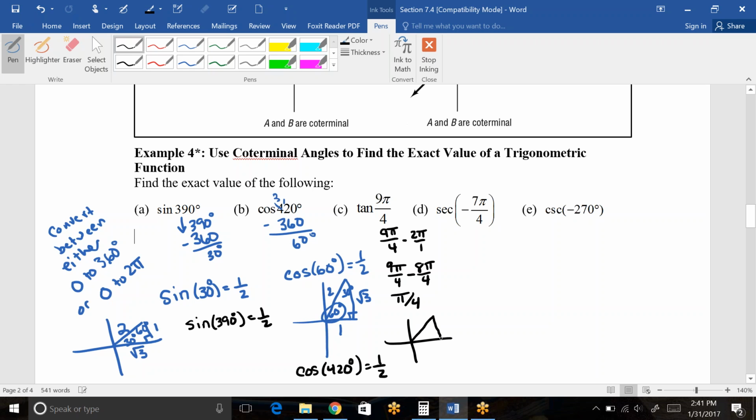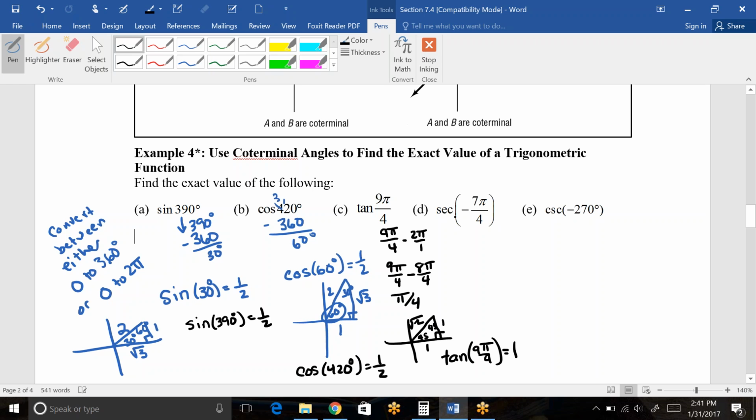It's in quadrant 1. So really this is 45, 45, 90. I always write it in degrees when I draw the triangle because that helps. And that means this is an isosceles triangle, and the side lengths are 1, 1, and then square root of 2. Remember, we had those from our previous section. So then tangent is opposite over hypotenuse, which is 1 over 1. So tangent of 9 pi over 4 is the same thing as tangent of pi over 4, which is 1.